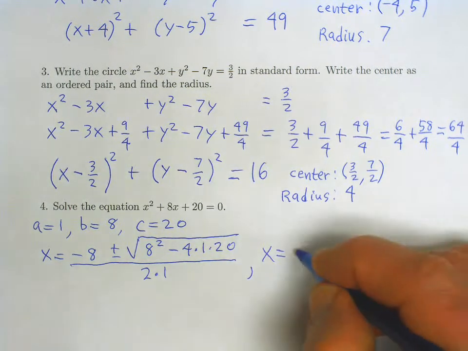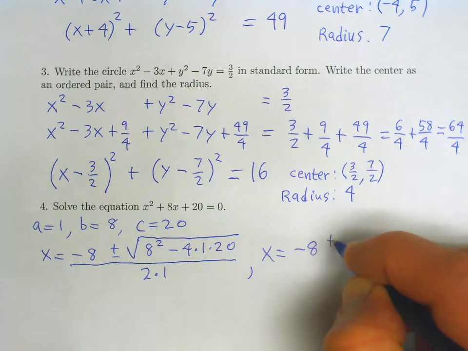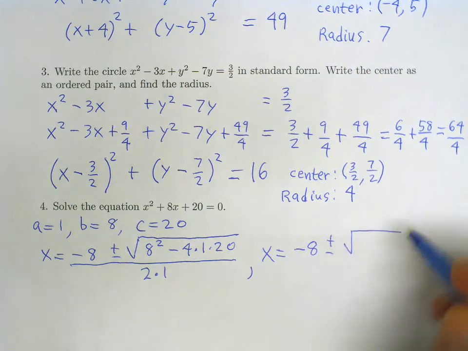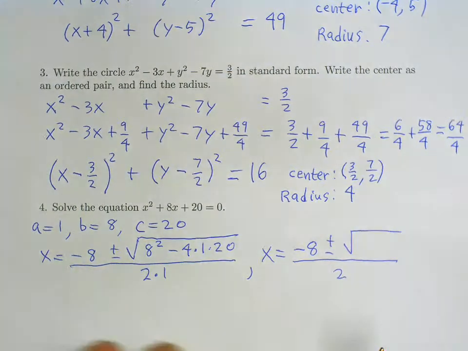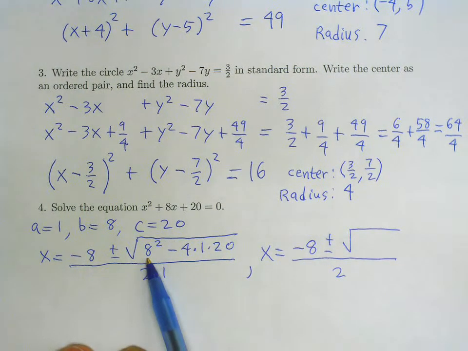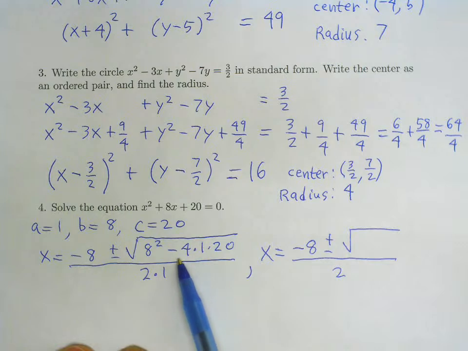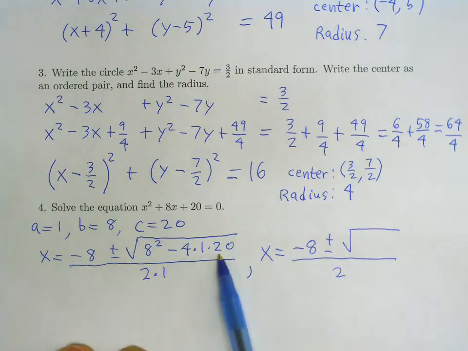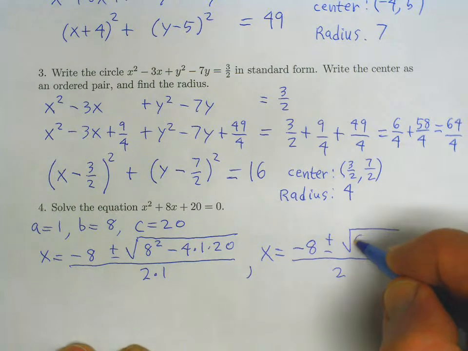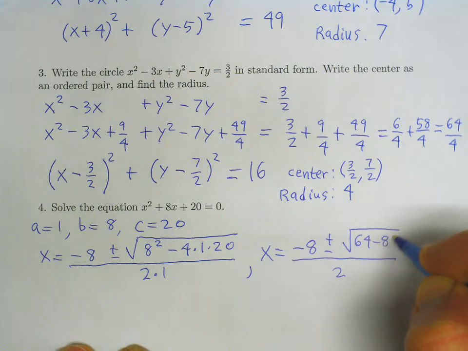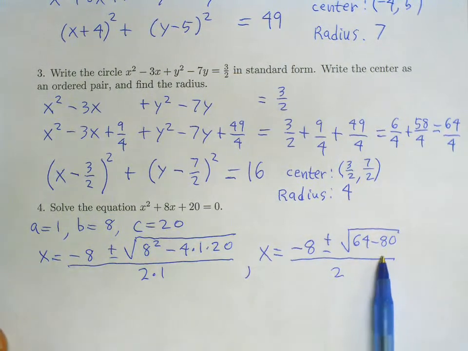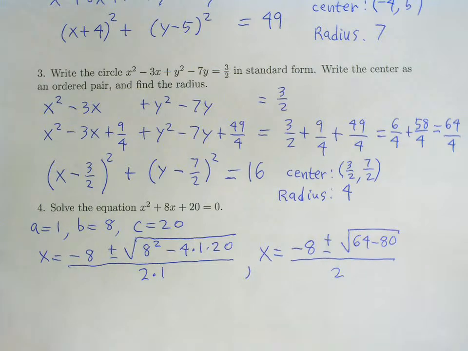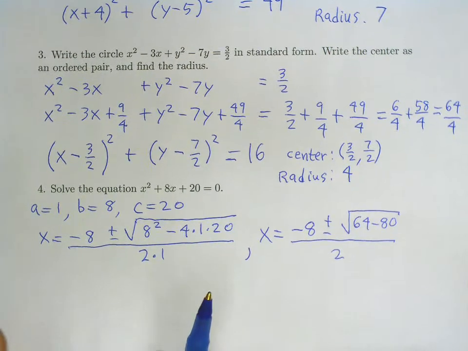And then we do the arithmetic, -8 plus and minus the square root of some number, all divided by 2. Inside the square root, 8 to the second is 64, and we're subtracting 4 times 1 times 20, 64 minus 80. So the discriminant is negative. That means the solutions are 2 different non-real numbers, non-real complex numbers.